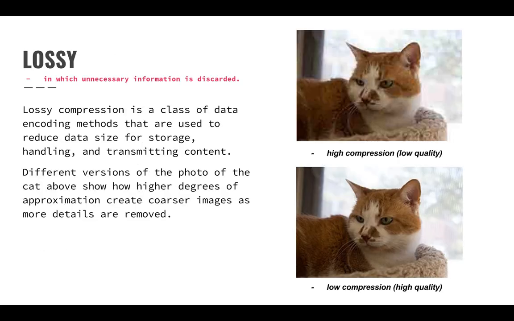There are two main types. The first is lossy, in which unnecessary information is discarded. In this top picture you see there's a high compression, so it makes the image low quality. It's the same in a video. If it's highly compressed, then the quality of the video is going to go down and it's going to look like that. And then the other one is low compression, so the quality is high. It's just the opposite.